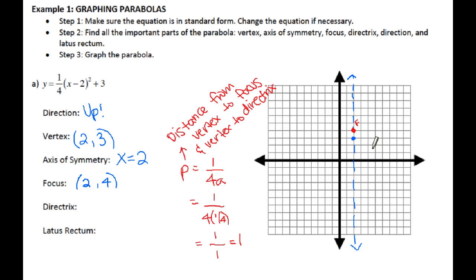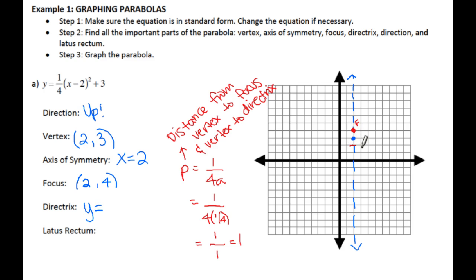Your directrix is a line. Now, your axis of symmetry was a vertical line and we had x equals. Your directrix is always perpendicular to your axis of symmetry, so since your axis of symmetry was x equals, your directrix is going to be y equals. And to figure out what the y is going to equal, you're going to go in the other direction from your vertex using p. So instead of going up 1 unit for your focus, we are going to go in the other direction for the directrix.